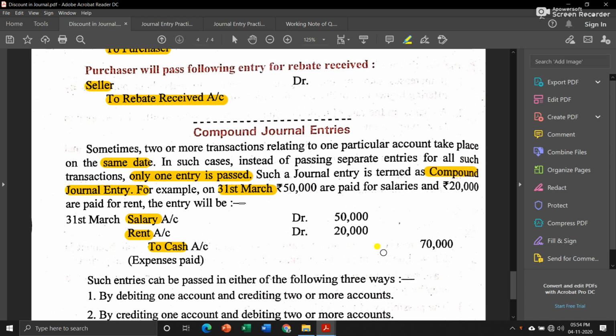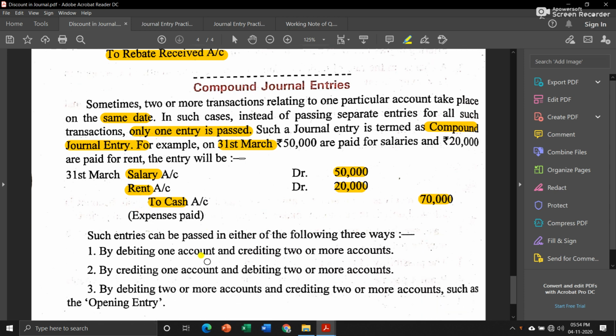Now for writing the amount, first you have to see the amount of salary and rent altogether. Salary we paid 50,000 and rent we paid 20,000, so altogether 70,000 went out from our business. So in the cash column we will write 70,000, and in the narration you can write expenses paid.